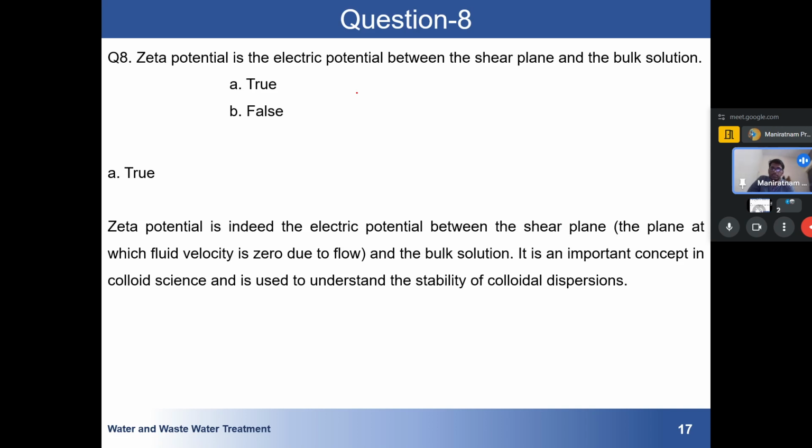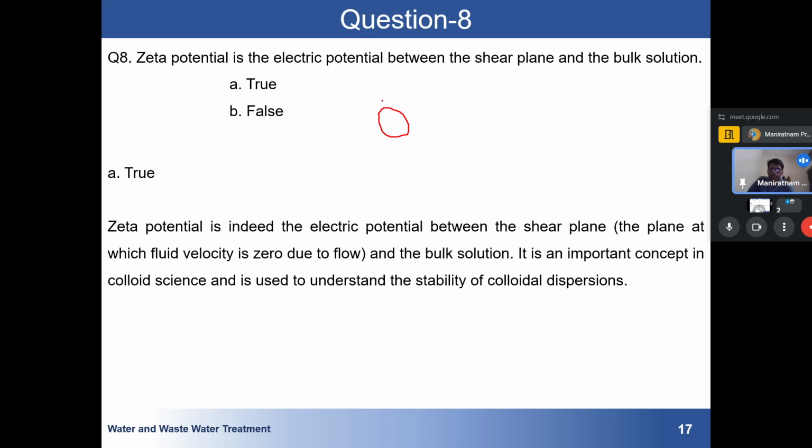So this statement is true, and you also do know that zeta potential is indeed the electrical potential between the shear plane, the plane at which fluid velocity, and the bulk solution. It is an important concept in colloidal solution. So imagine a colloidal particle is there.